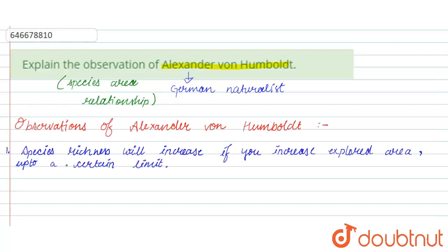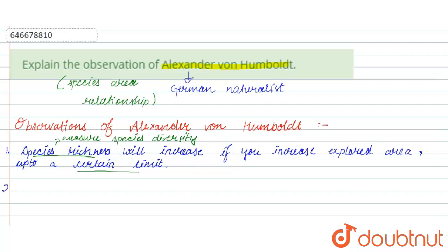So his first observation was that the species richness. So what is the species richness? Species richness is the measure of species diversity in a given region. So he observed that the species richness will increase if you increase the area that you are exploring, but only up until a certain limit. So that was his first observation. So let us move on to his second observation.